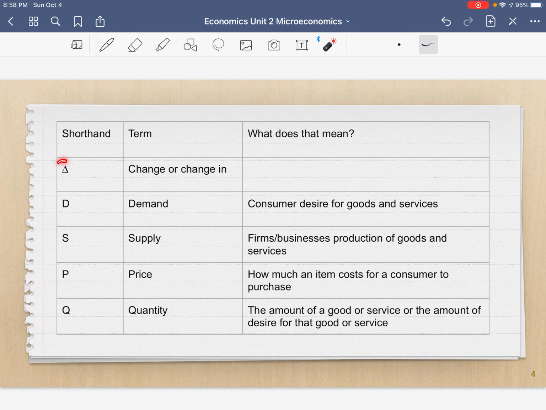This symbol, the first one, is called a delta. It's literally just a triangle, and it means that there's a change or a change in. So I could say there's a change in demand, okay? And the delta just means change, and it's way faster, okay? D equals demand, and demand is the consumer desire for goods and services. How much you want something, how much someone wants something.